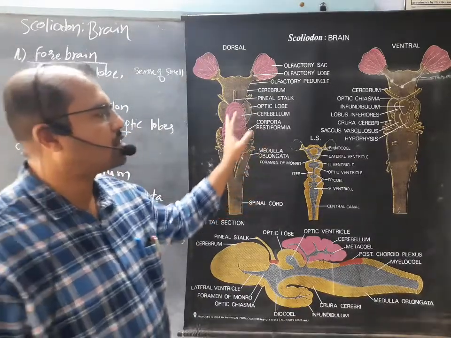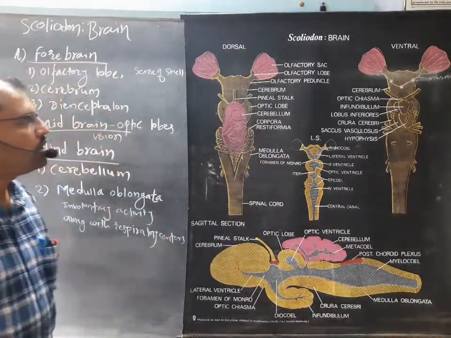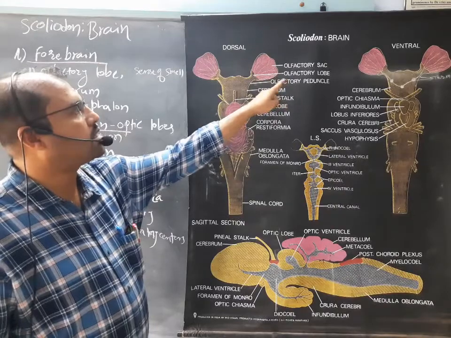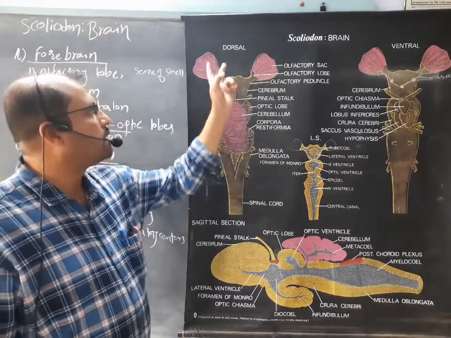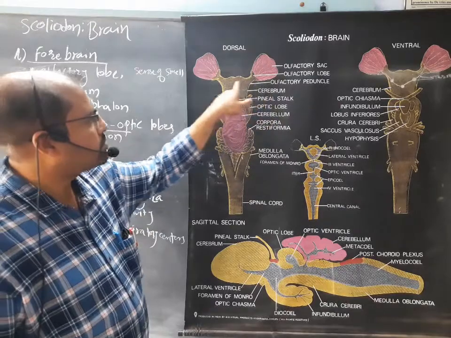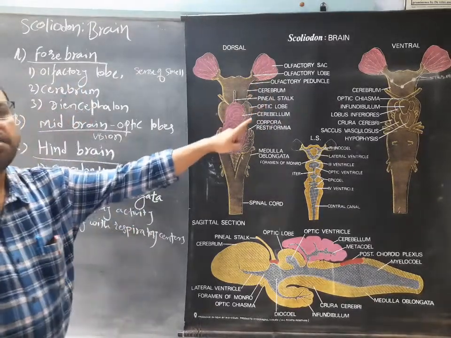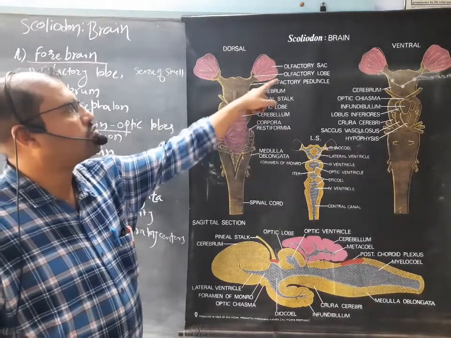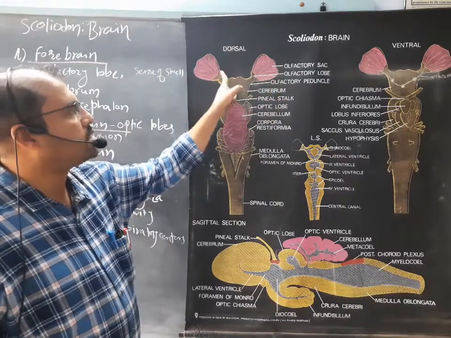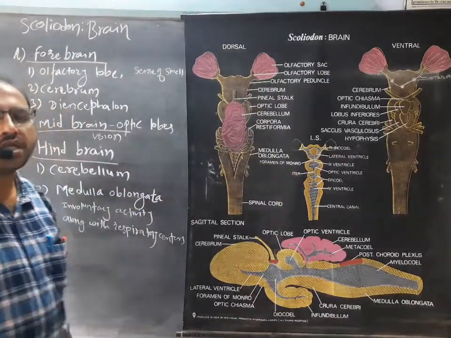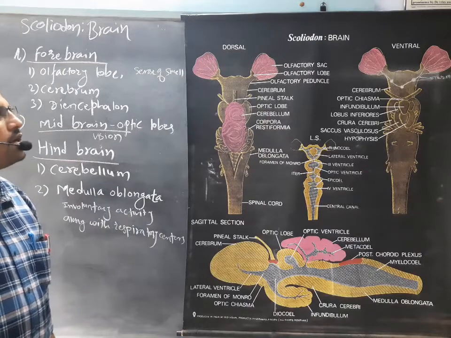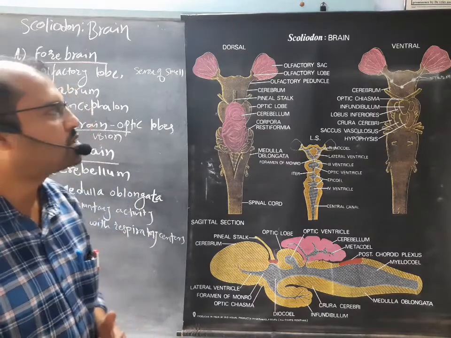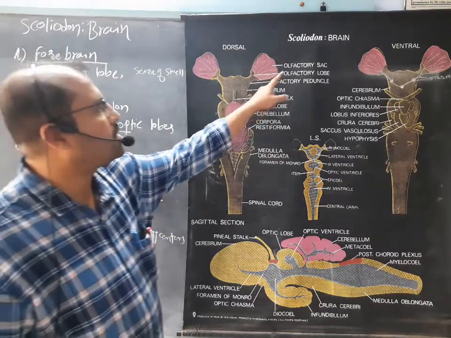Now this is the structure of the brain of Scoliodon, in which you can see the two olfactory sacs present laterally above the cerebrum, attached to the olfactory peduncle. They arise on the olfactory peduncle and attach to the olfactory lobe, and each sac goes to the external nares or nasal opening, from where it receives the stimuli about smell. So this is the olfactory sac.